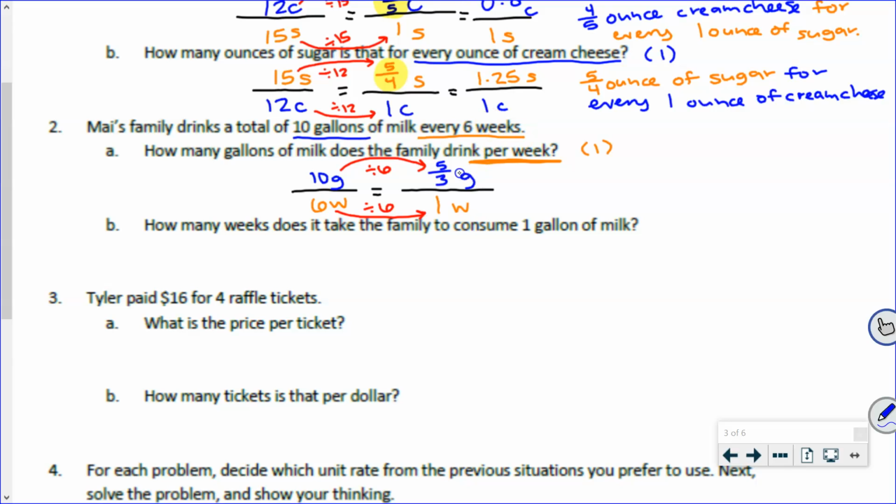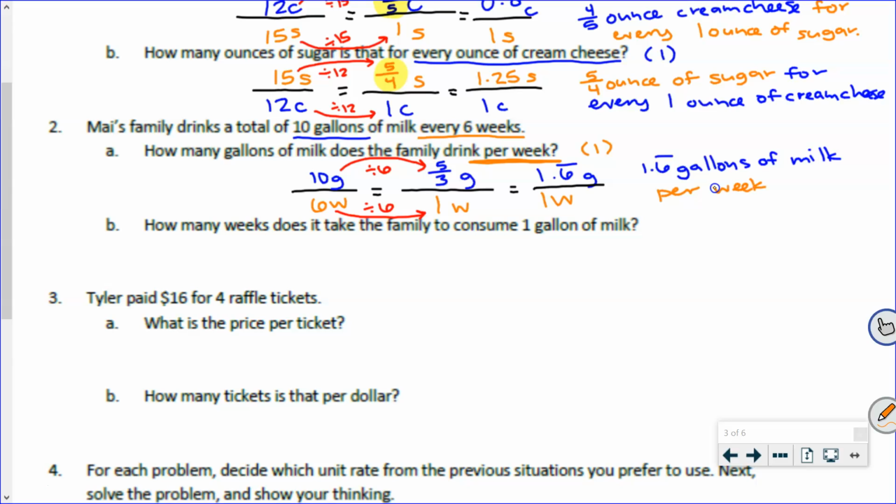And that 5/3 of a gallon, if we want to, we can also write it as a decimal, and that is going to be 1 and 6 repeating. 5 divided by 3 is 1 and 6 repeating gallons per 1 week. Again, this is a very abstract answer, so to really answer the question fully, we would say something like 1 and 6 repeating gallons of milk per week, which of course means per 1 week.